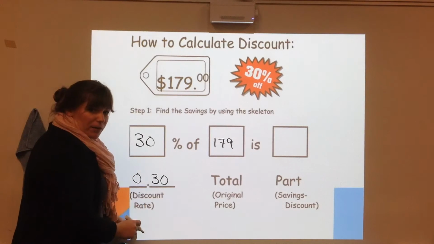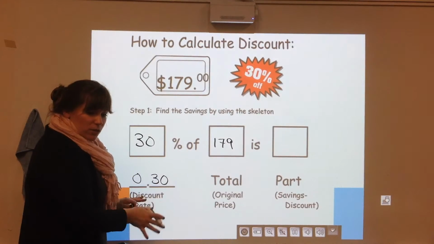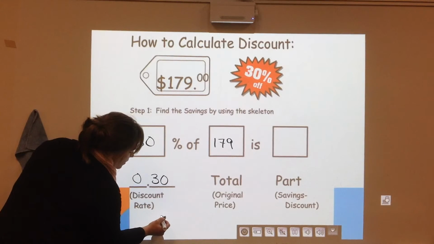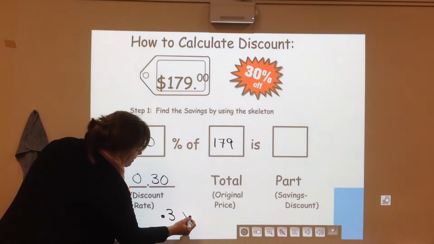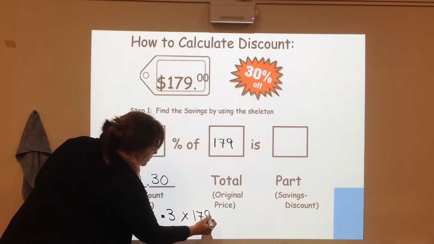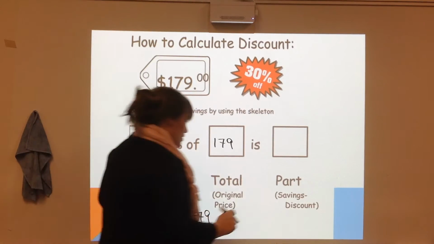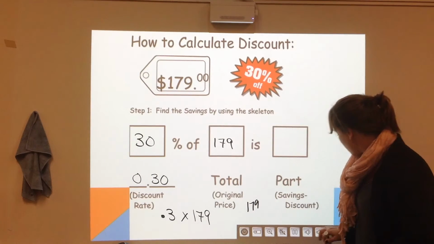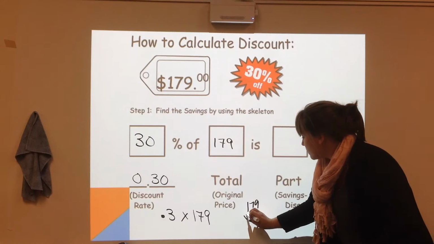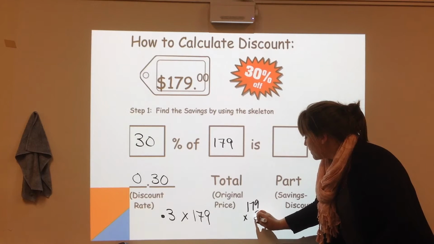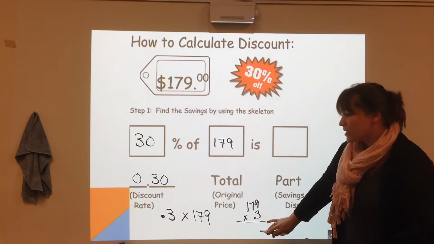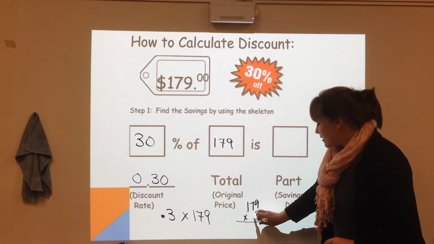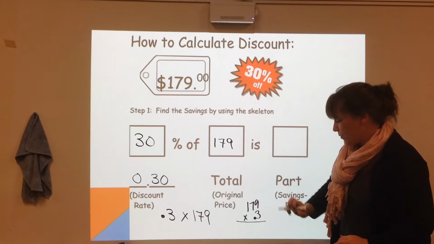I have a little bit of room down here. You have a little bit of room as well. Just right below that, we're going to just crank this one out. So we are going to multiply that decimal times 179. I'm going to come over here. We have 179 times 0.3. Remember, I just got rid of those extra zeros. I don't need them. I just need that decimal point before the 3.